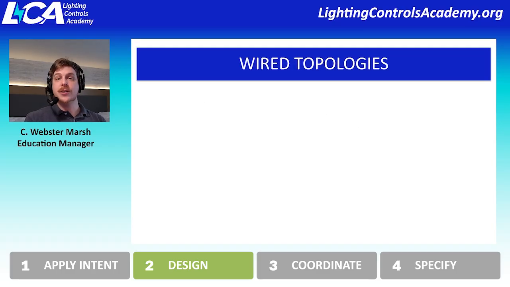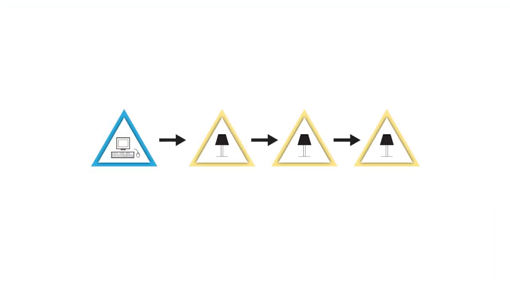All right, so I'm going to go over the different types of topologies that we've mostly seen within the commercial lighting controls environment. There are plenty of other topologies out there, but for the most part, this is what we see within most lighting control systems for modern systems. So wired topologies either come in a daisy chain format, meaning that it goes from device to device and then ends.